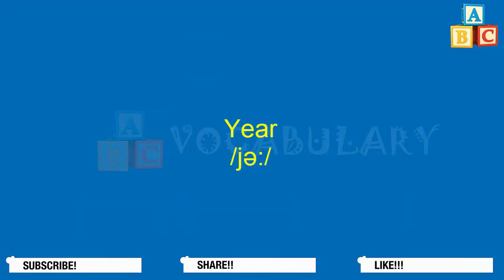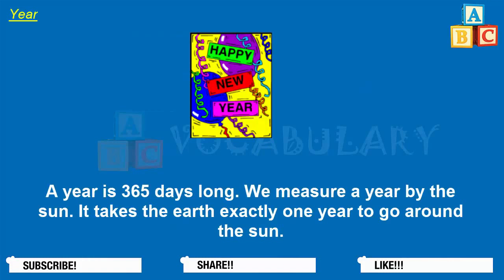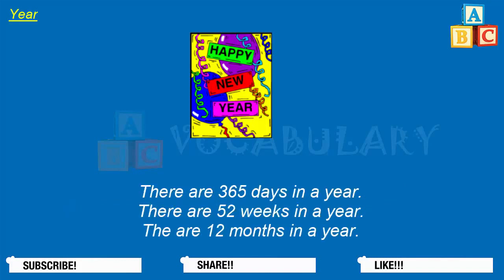Year. A year is 365 days long. We measure a year by the sun. It takes the Earth exactly 1 year to go around the sun. There are 365 days in a year. There are 52 weeks in a year. There are 12 months in a year.